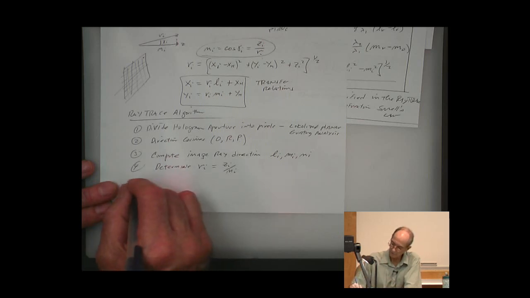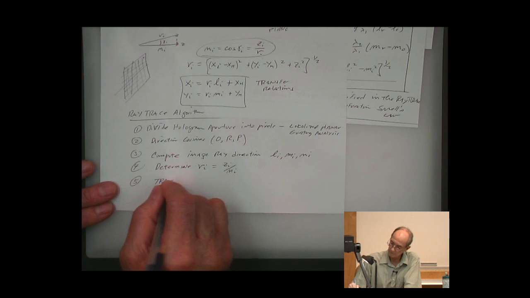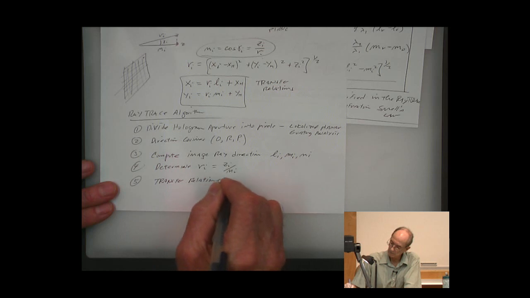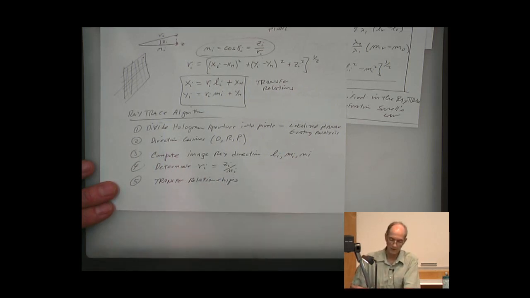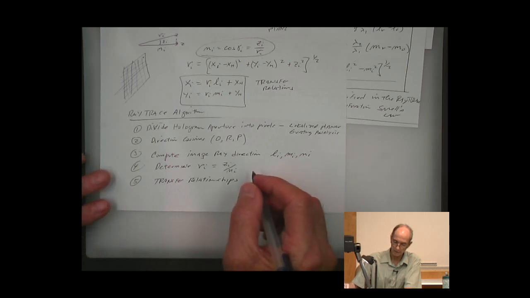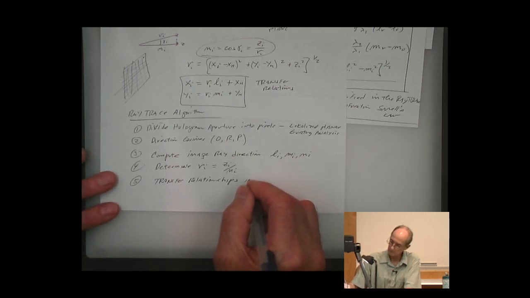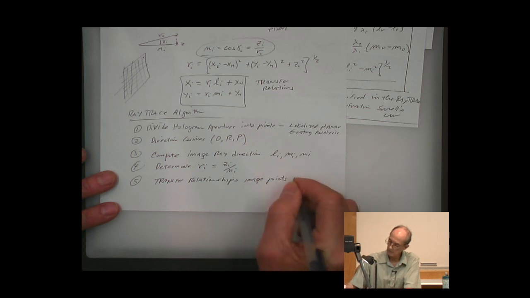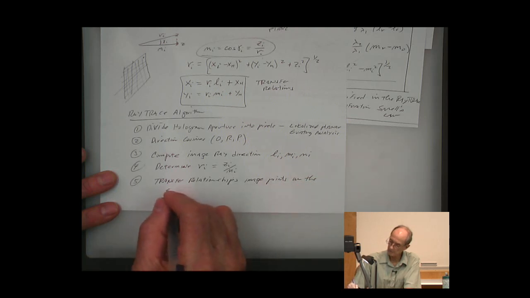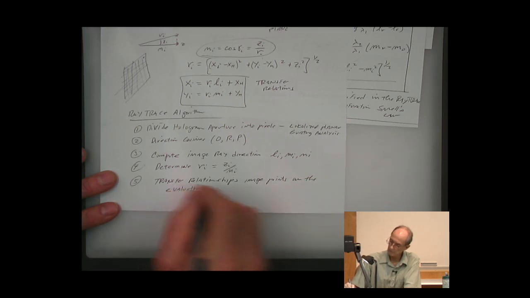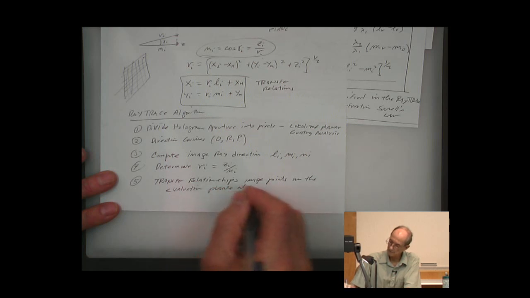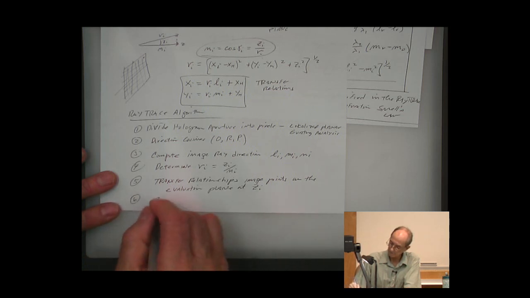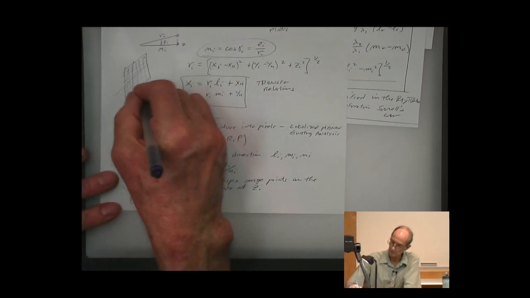And then we apply the transfer relationships to find the image interception points, or the image points on the evaluation plane at Zi that we have. And then you just repeat this for all your points in the hologram plane here.